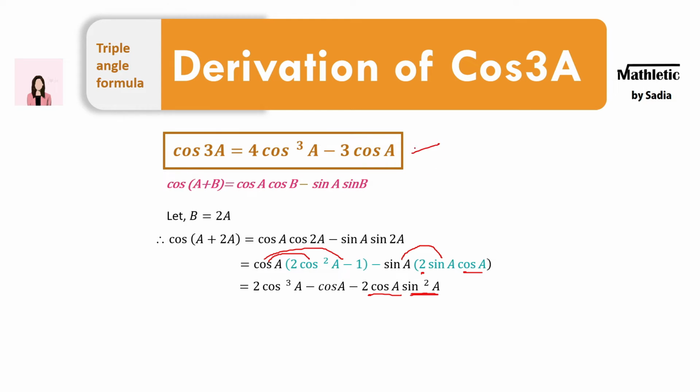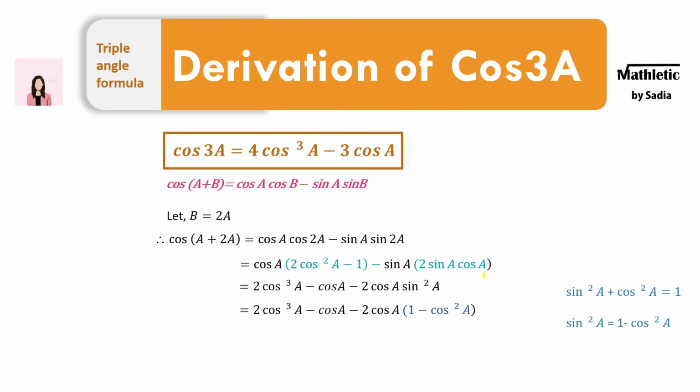But the final line has to be in terms of cos only, so that's why we have to remove the sine square A. So from this formula, we can get a value for sine square A. So sine square A is 1 minus cos square A. So sine square A is replaced by that formula. Next, we will just simplify this one.